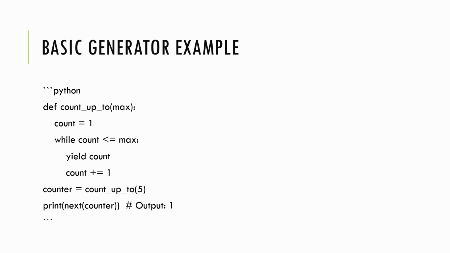Here's a simple example. We have a function called count up to, which generates numbers from 1 up to a specified limit. Notice that we use the yield keyword inside the while loop. Every time we call next on the generator, it yields the next number. This process continues until the generator is exhausted.